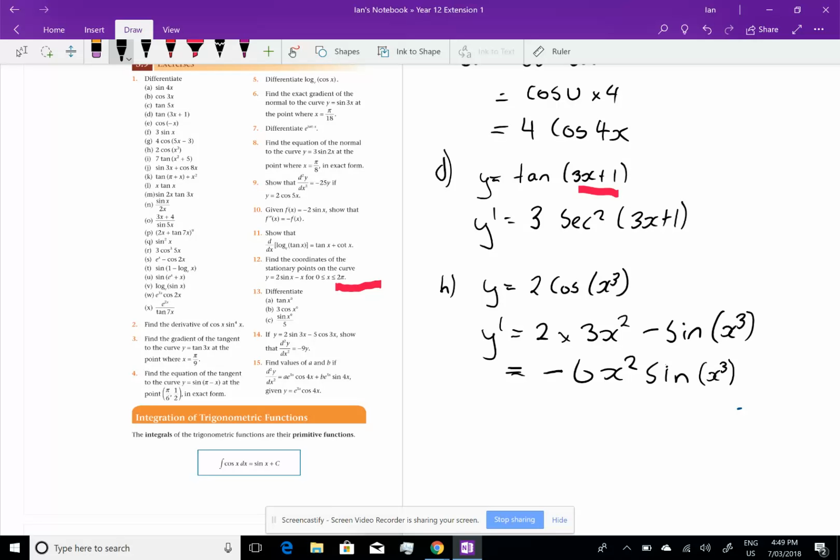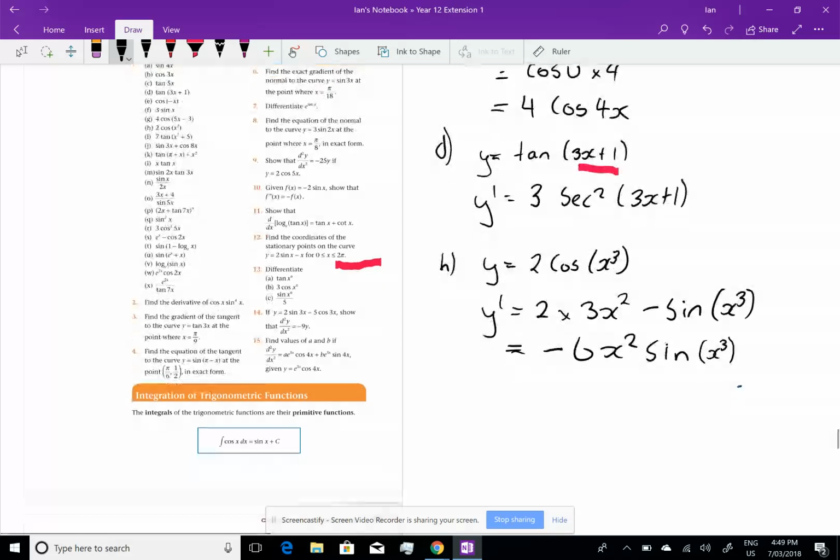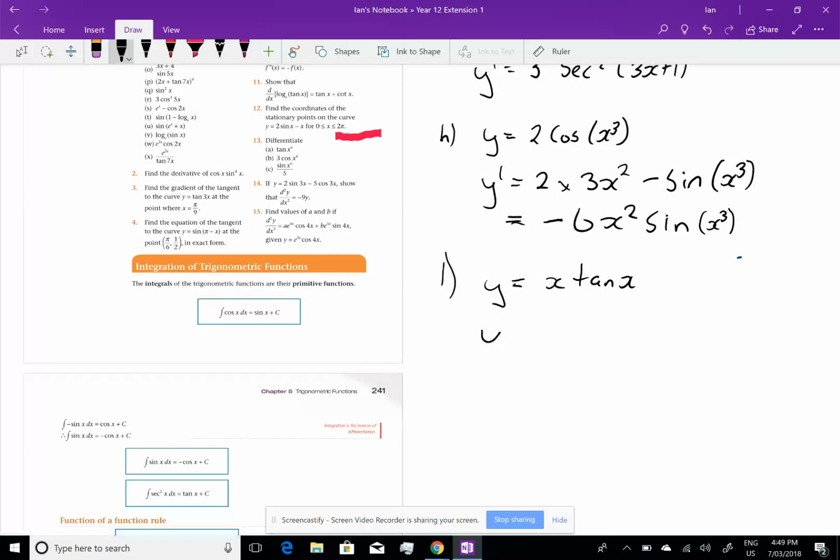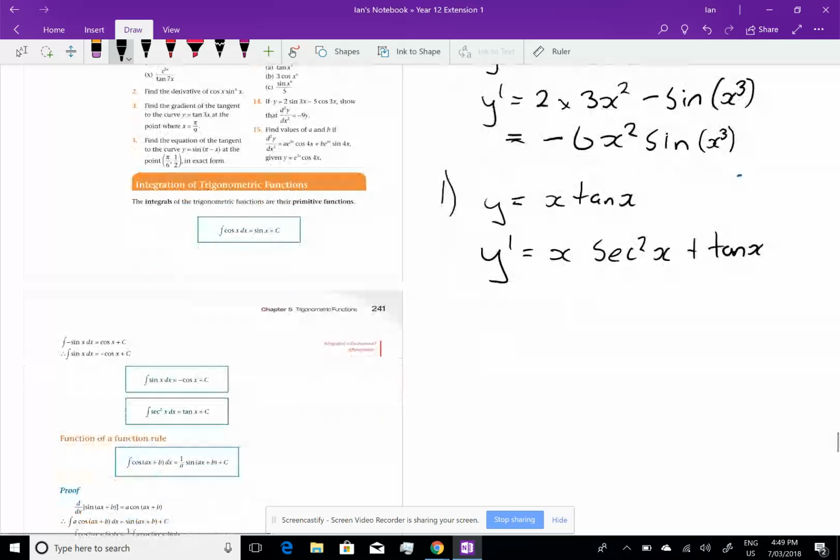All right, the next hard one to do is really L, and L requires the product rule, x tan x. Oh, that's pretty easy. This is y dash is the first, x, times the derivative of the second, sec squared x, plus the second, tan x, times the derivative of the first, which is 1, done.